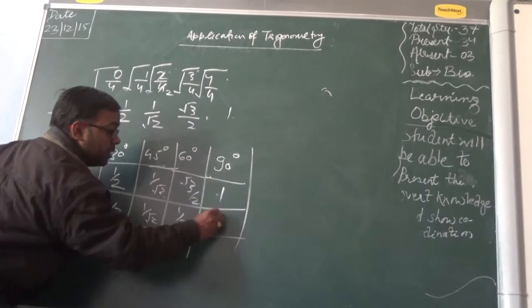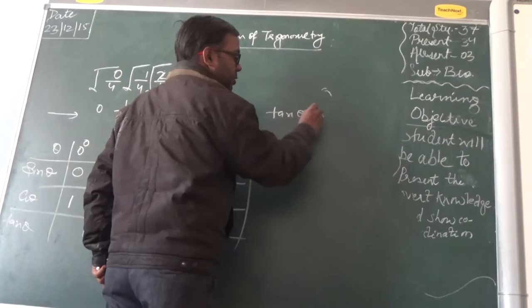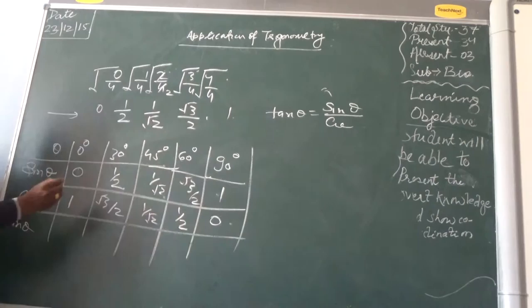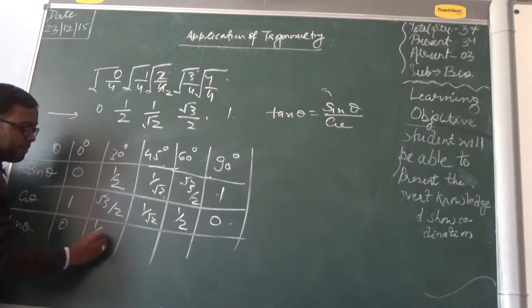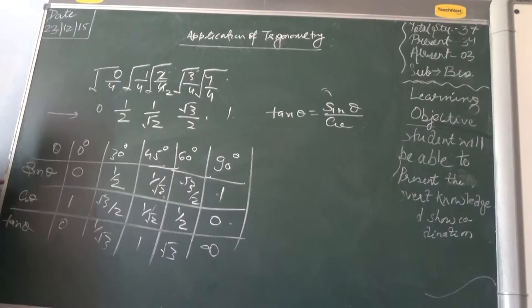Now to calculate tan theta, very obviously you might know the formula. Tan theta is equal to sin theta upon cos theta. So just divide. 0 upon 1 equals 0. 1 by 2 upon root 3 by 2, the 2s cancel, 1 by root 3. Then 1 upon 1 by root 2 is 1. Root 3 by 2 upon 1 by 2, the 2s cancel, root 3 by 1. And 1 upon 0 is infinite, not defined. Correct? Yes, sir. So here is the table that gives you a clear idea about the trigonometric ratios.